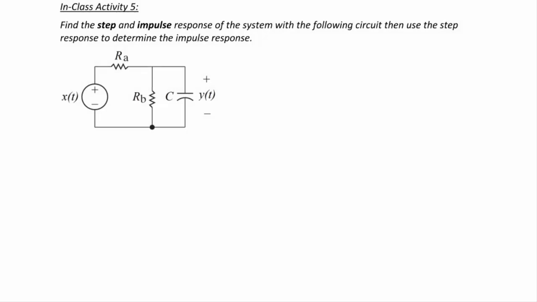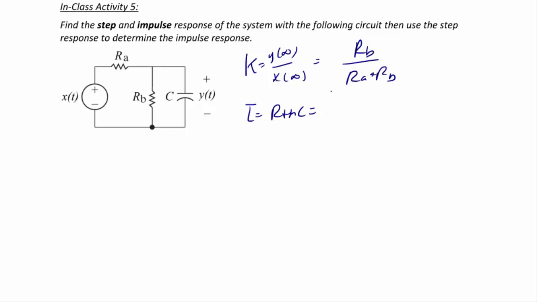Okay, let's look at another example of finding the step response and the impulse response for the system with the following circuit. So we have a system here that is a first order differential equation. So as usual, the first thing we need to do is to find k and tau. K is equal to y of infinity over x of infinity. So k is equal to Rb over Ra plus Rb. Tau is equal to R Thevenin times C. So it's the parallel combination of the two resistors. So that's going to be Ra Rb times C over Ra plus Rb.